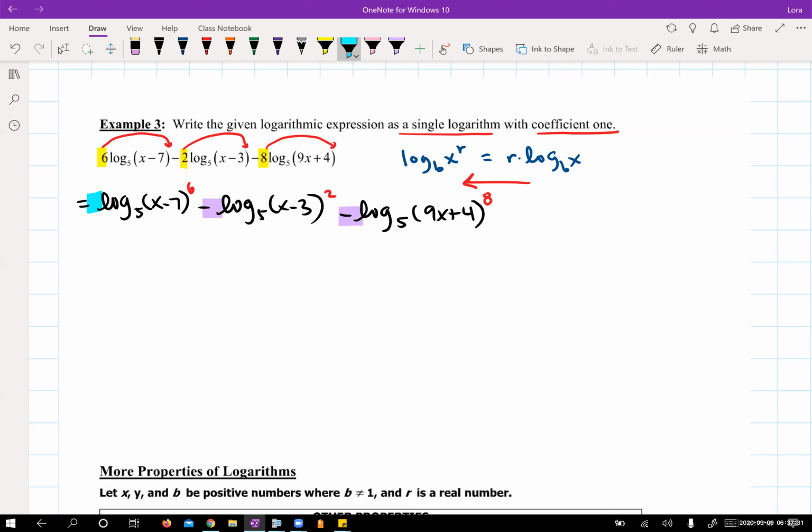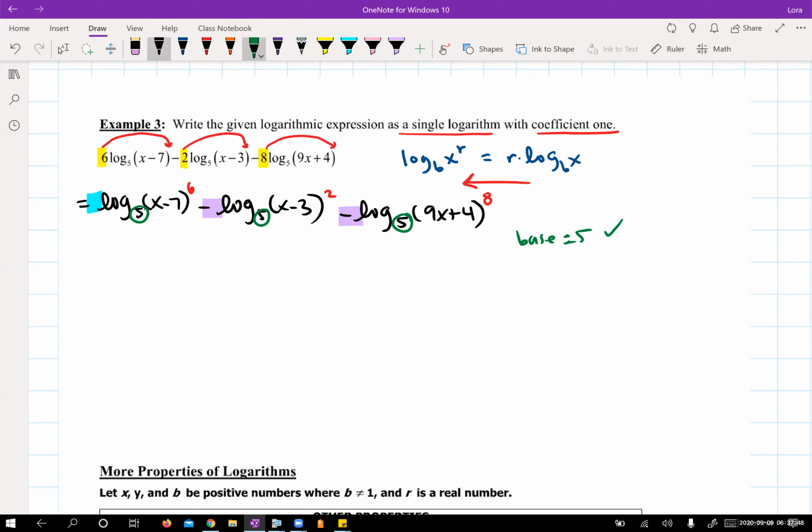The other thing to be careful about is to look at all of your bases and make sure they are the same before you start condensing anything. And we know at this point the base for all of these is 5. So that's good. We can now proceed.